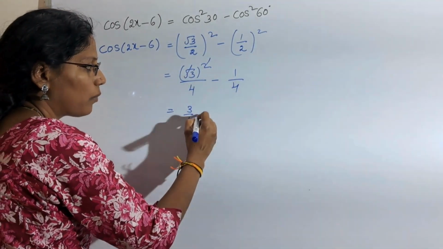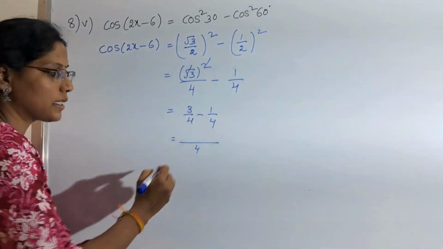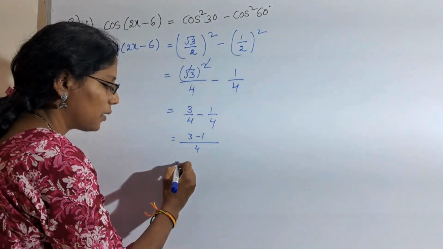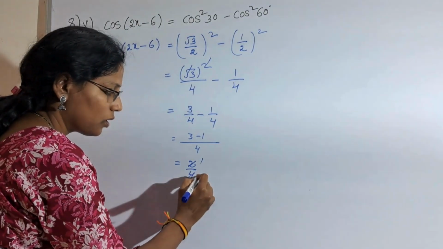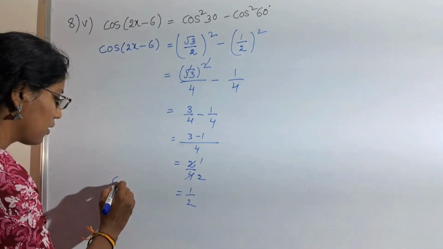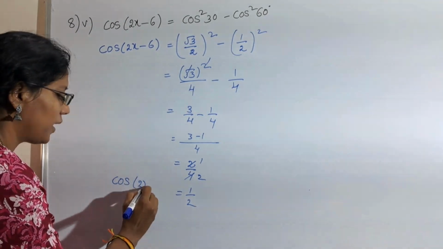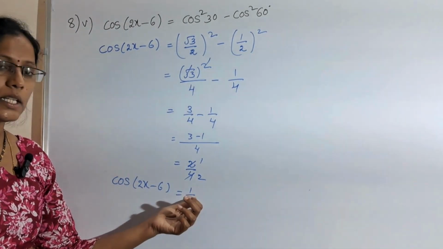3 by 4 minus 1 by 4. The LCM is 4. 3 minus 1 will come, 3 minus 1, 2 by 4. 2 times 1 is 2, 2 times 2 is 4, so 1 by 2. Left-hand side is cos of (2x minus 6). In the cos table, cos 60 degrees is 1 by 2.